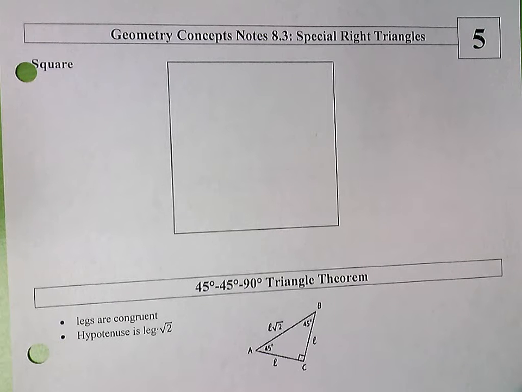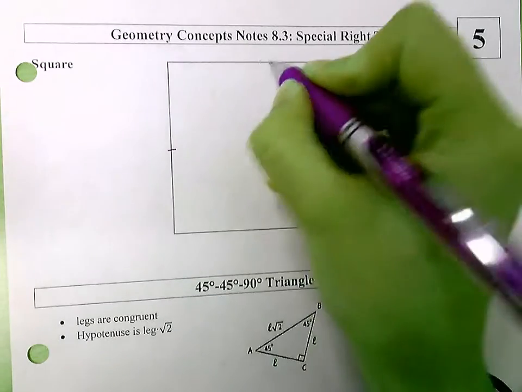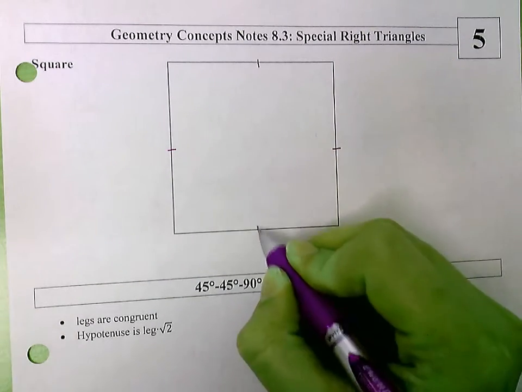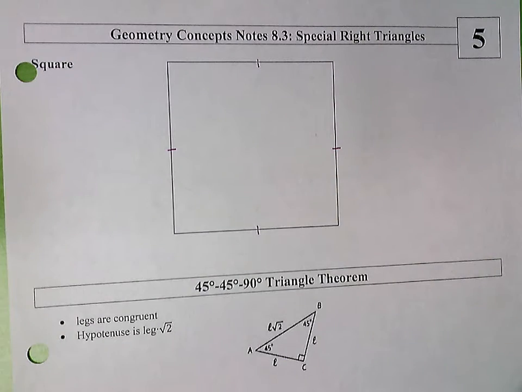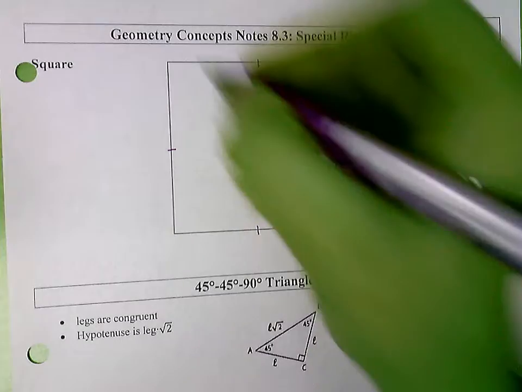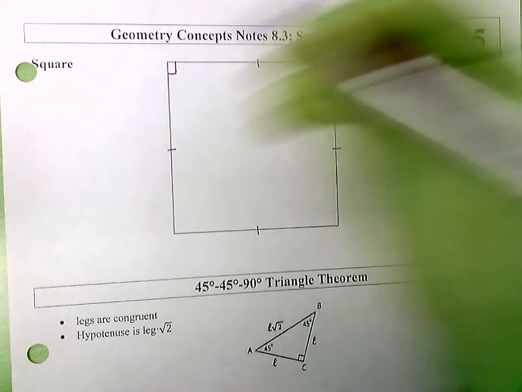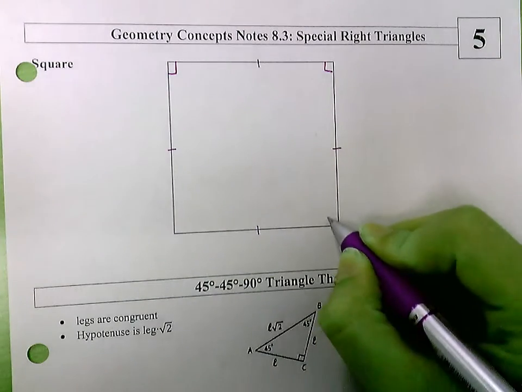It can be split in half to make two triangles. It has four sides and they're all the same, right? They're congruent. Okay, so I'm going to label all four sides with that little dash mark, meaning that all those sides are congruent. I also heard that it has four right angles, right? So I'm going to put in these right angles here.